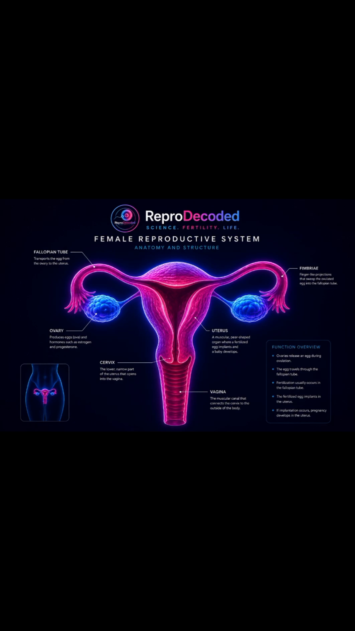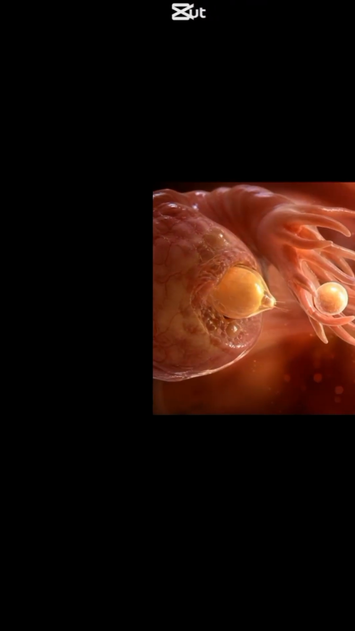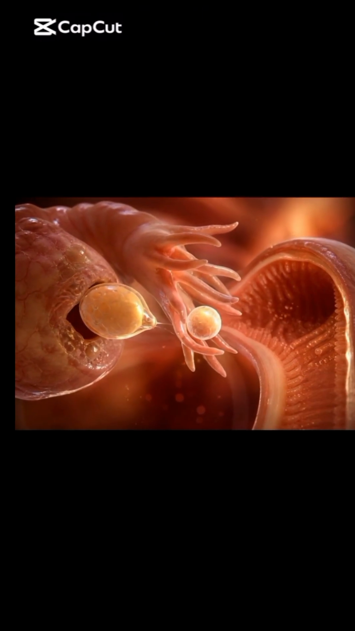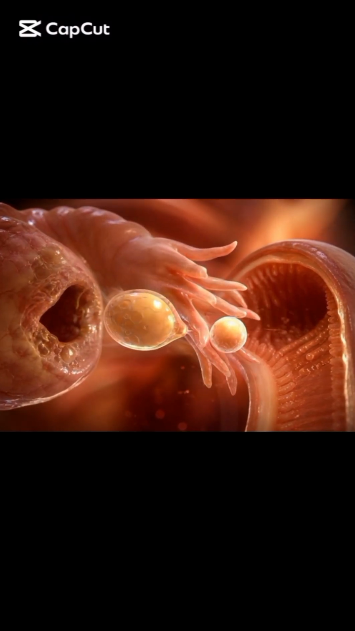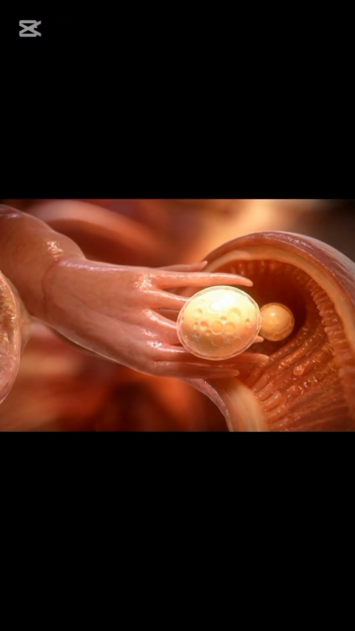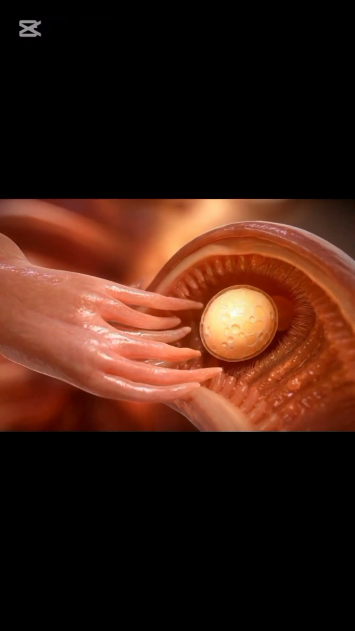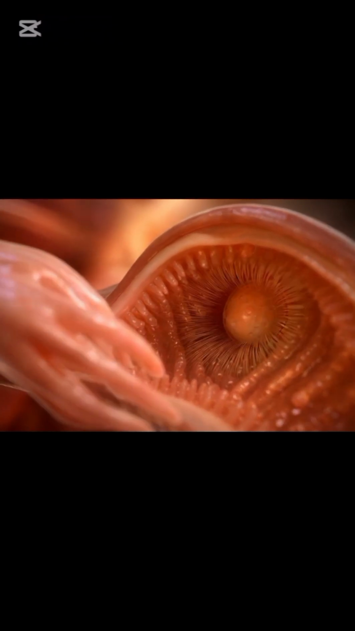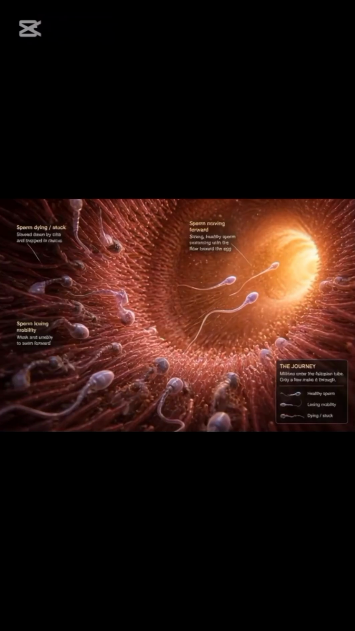The finger-like fimbriae of the fallopian tube sweep over the ovary, creating a fluid current that draws the oocyte into the infundibulum. Cilia and peristaltic contractions move the oocyte to the ampulla. The oocyte remains viable in the ampulla for only 12 to 24 hours.